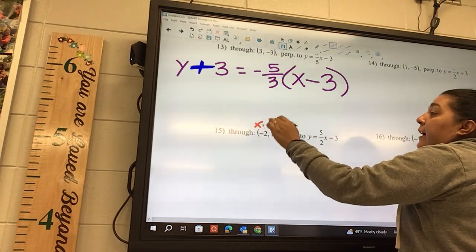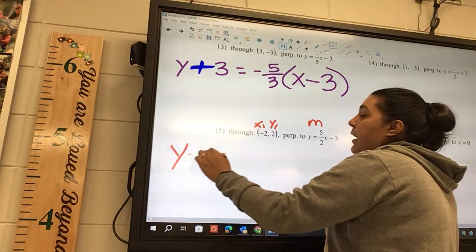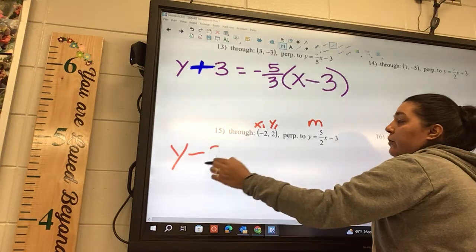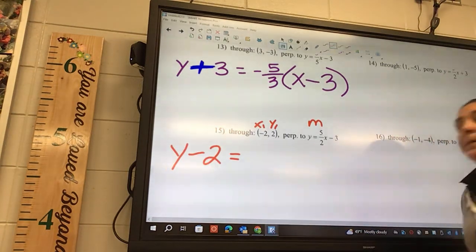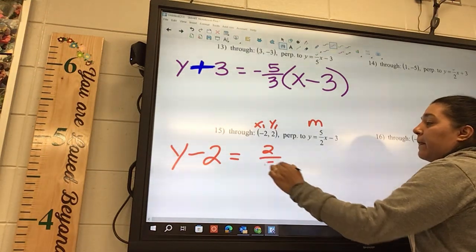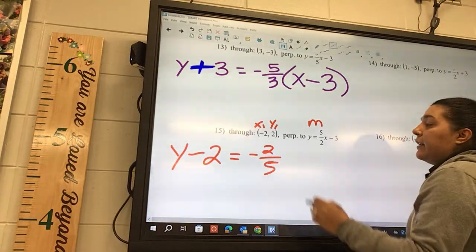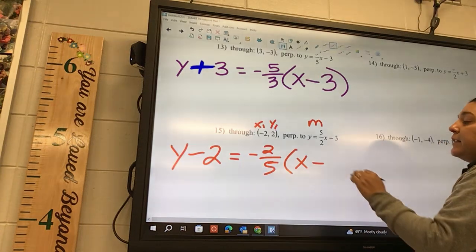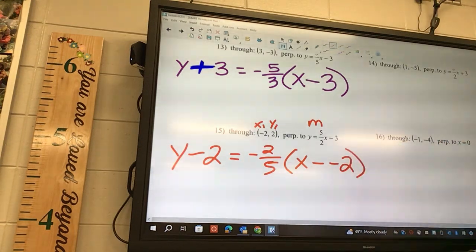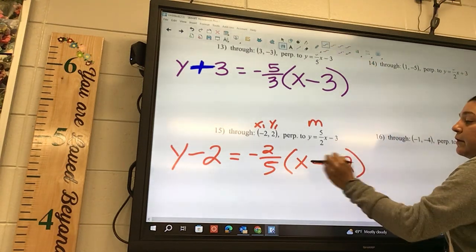Okay, 15, I got x1, y1, and my m. Okay, so it's gonna look like y minus my y1 is 2 equals my m is currently 5/2. So what is it flipped? 2/5. And it's currently a positive, so my new one should be a negative. So a negative 2/5. X minus my x1 is negative 2. Okay, and again, that minus needs to become a positive, so right here should be a positive.